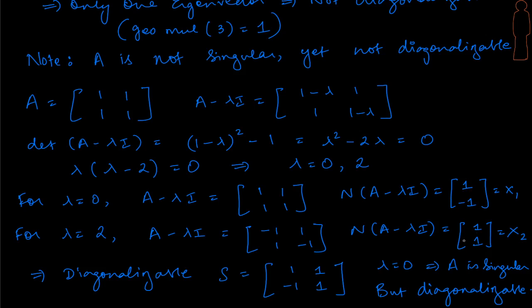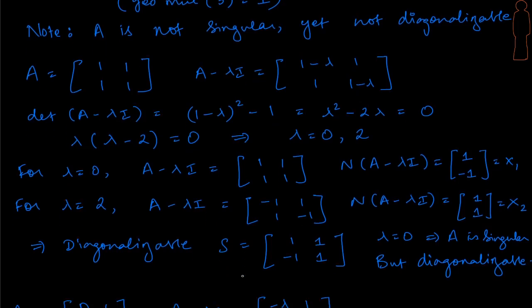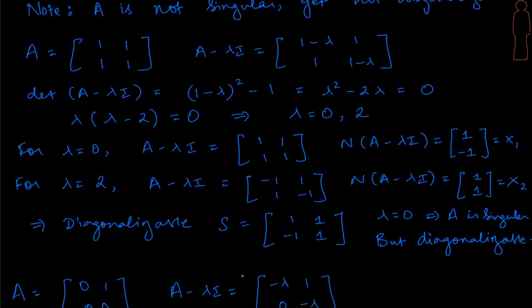This is [[1, -1], [1, 1]]. We have two eigenvectors for the matrix A, which is supposedly singular, and we can diagonalize it, right? So I have my S, I can find my S inverse, and you can actually verify if S inverse times A times S is giving us lambda or not. Please go ahead and verify.